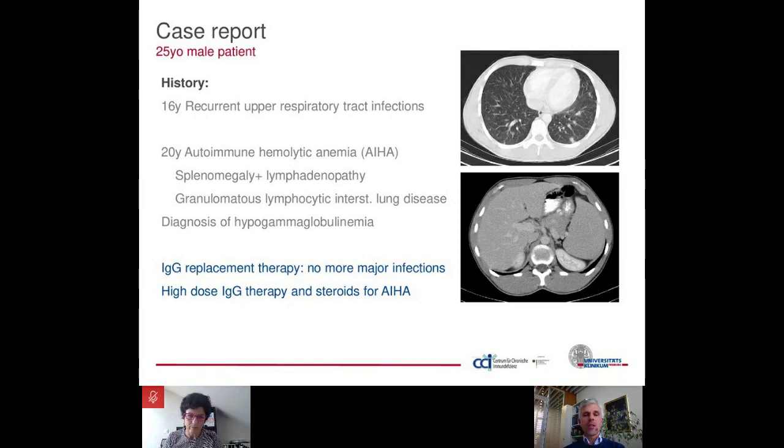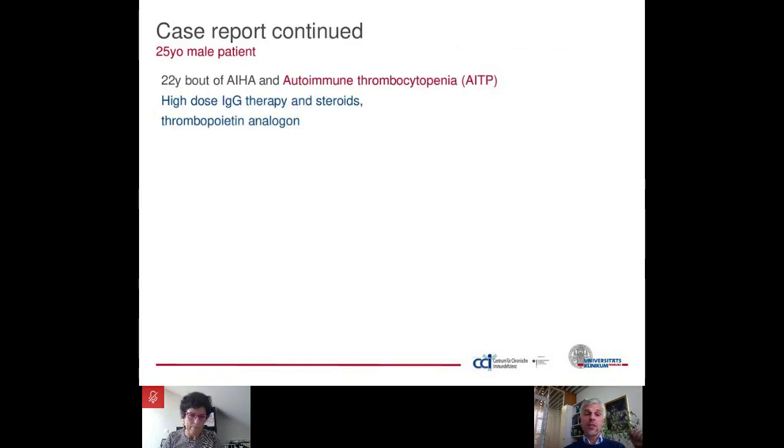For the autoimmune hemolytic anemia, he was treated with high-dose immunoglobulins and steroids. And that was successfully treated at that time. But then at 22 years, he developed another bout of autoimmune hemolytic anemia, but also autoimmune thrombocytopenia. He was treated the same way. He was not successfully treated for the autoimmune thrombocytopenia and therefore received thrombopoietin analogue treatment for a long period before we got to know this patient.